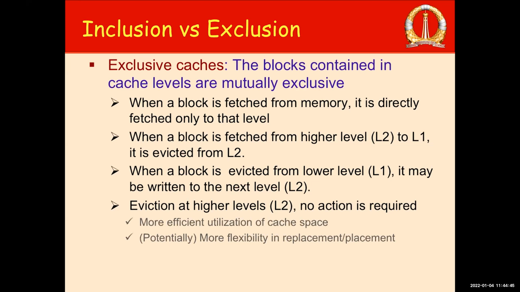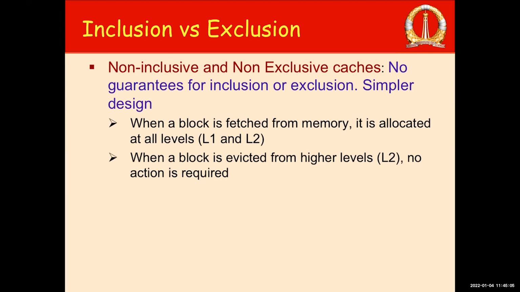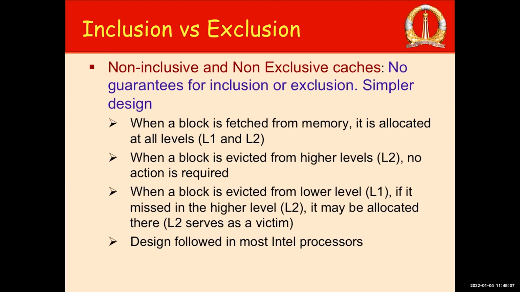Okay, the last kind of cache is also called non-inclusive, non-exclusive caches, which do not make any guarantee about inclusion and exclusion, right? The blocks are brought in through all the levels, and when they are discarded from any particular level, there is no specific exclusion which is done in the other levels, right? So these are some levels of detail I'm going to skip. The Intel processors typically follow this so-called non-inclusive, non-exclusive caches.